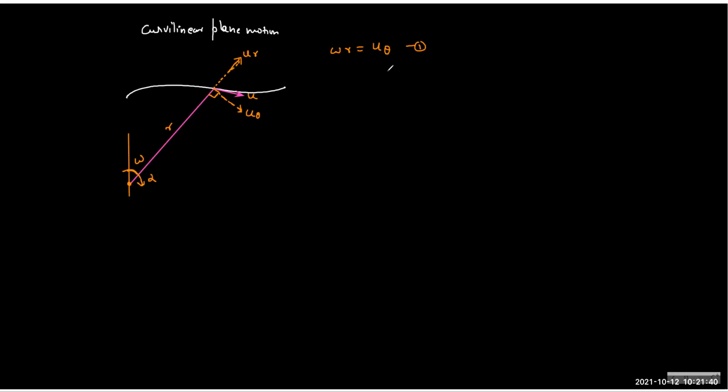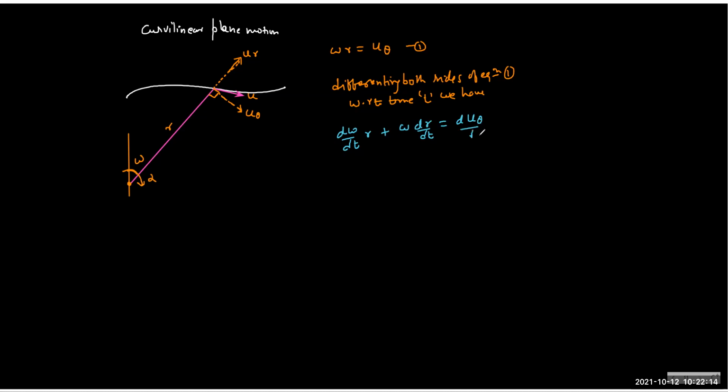So let's differentiate this. Differentiate both sides of equation 1 with respect to time. We have d omega by dt into r plus omega into dr by dt equals d u theta by dt.